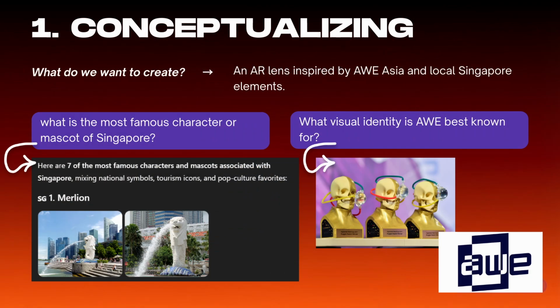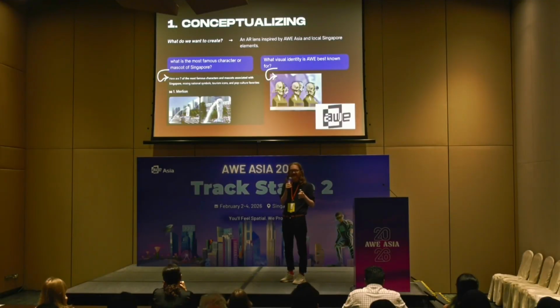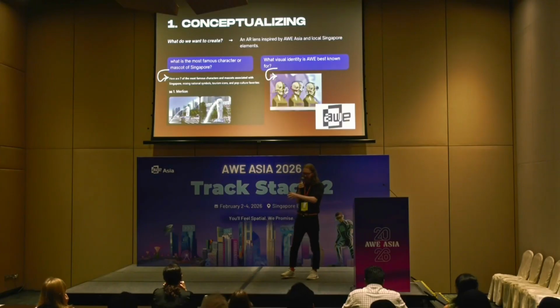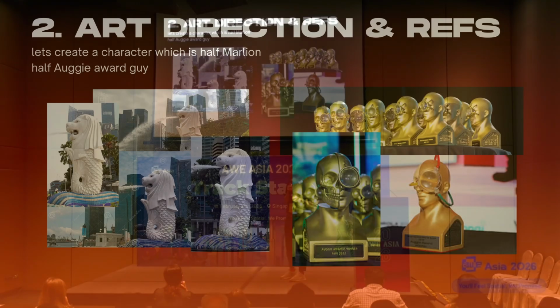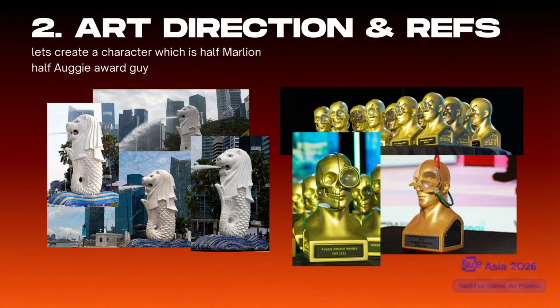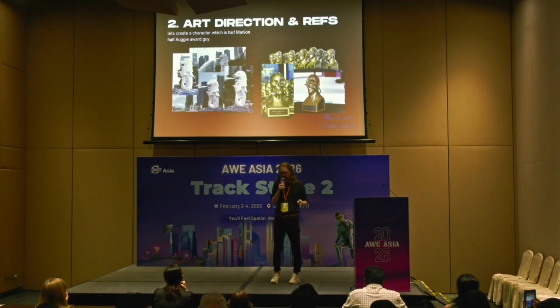As a Singapore identity, I found this, the Merlion. What's the right way to say it? Merlion. Okay, Merlion. And from the AWE identity, everything that comes to my mind is these award figures. So I wanted to combine these two to create a character for my lens, and I want to go through the process of creating this character.